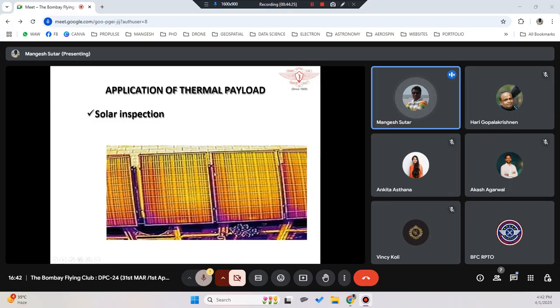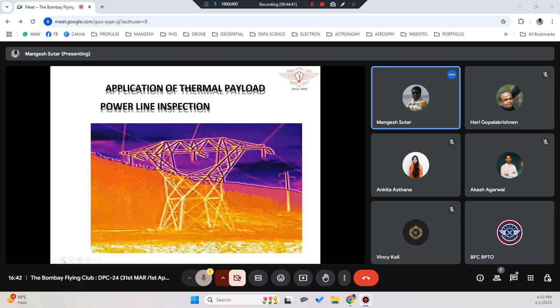In solar inspection, I talked about the thermal camera on the drone. This is one of the biggest usages in solar panel inspection. I mean, the bigger solar farms are being inspected using thermal cameras on the drones. Power line towers, I told about power line inspection and all things, right?